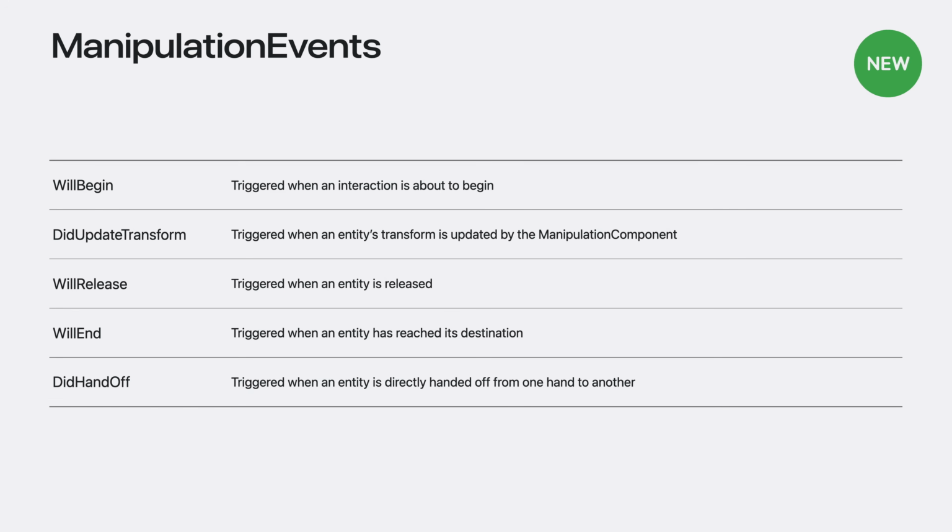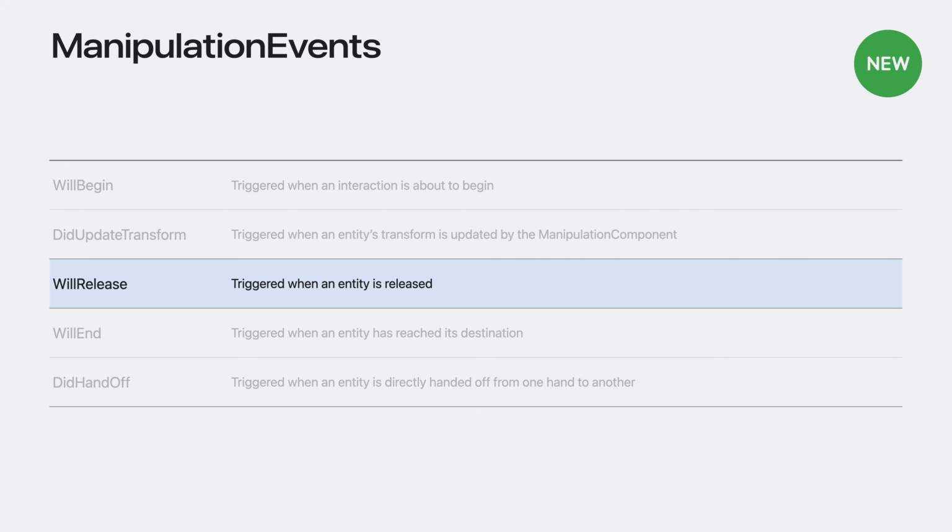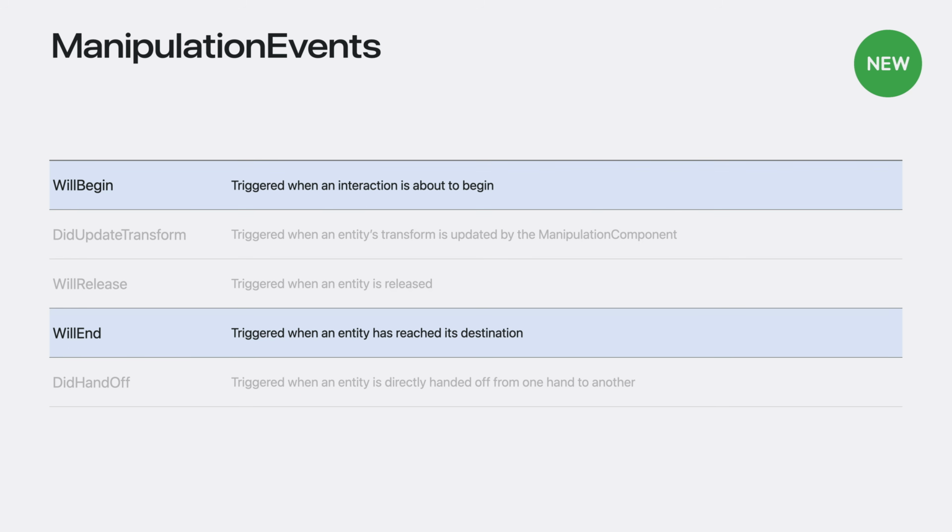Manipulation events are events emitted by RealityKit that describe various interaction states that entities go through when they're being interacted with. For example, the will release event will get triggered when an entity is released by the player. Similarly, there are other events as well, like will begin, will end, did update transform, as well as did handoff. Please read the documentation on developer.apple.com for more details.